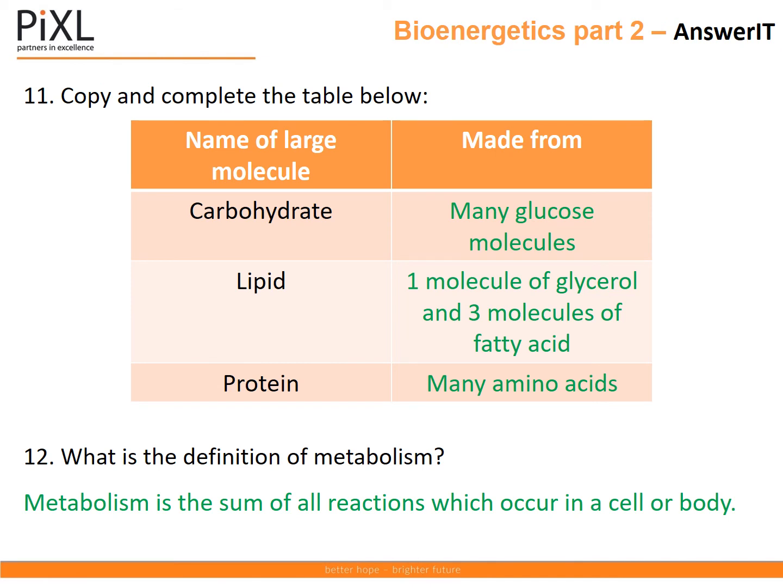And finally, number 11. Copy and complete the table. So the carbohydrate was already done for you. It's made up of glucose, lipids, glycerol and fatty acids. If you put the numbers, that's fine, but glycerol and fatty acid. And protein is amino acids. And finally, number 12, what is the definition of metabolism? It's the sum of all reactions that occur in a cell or body.